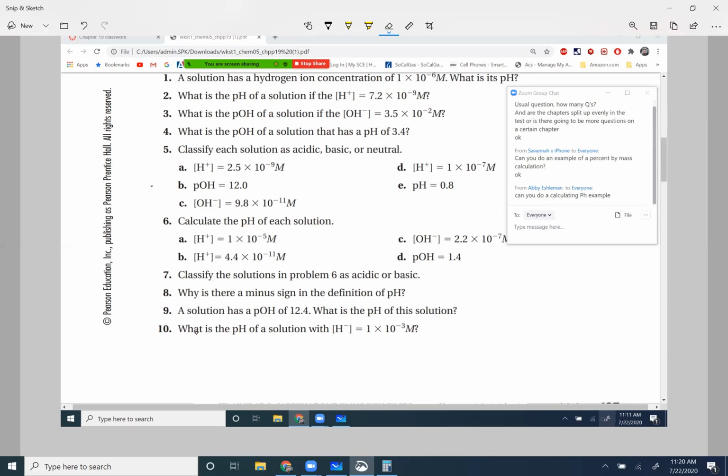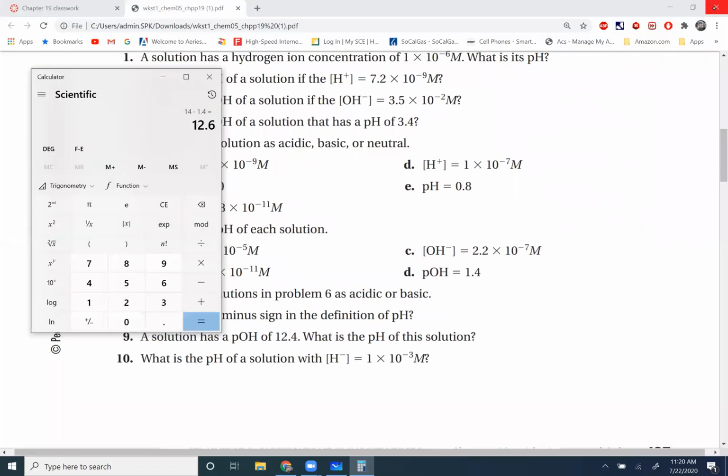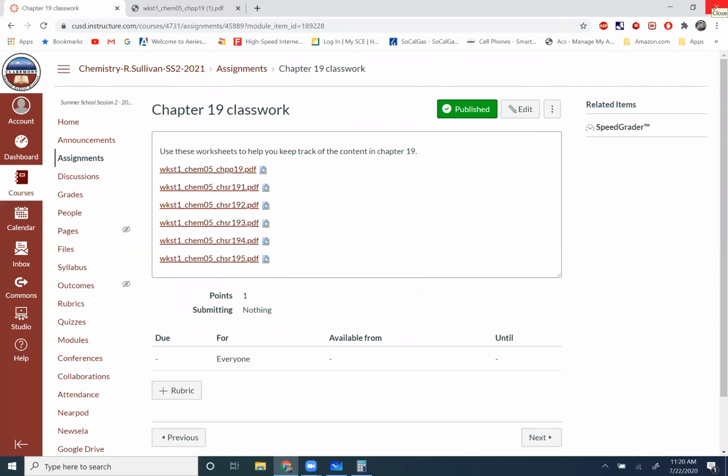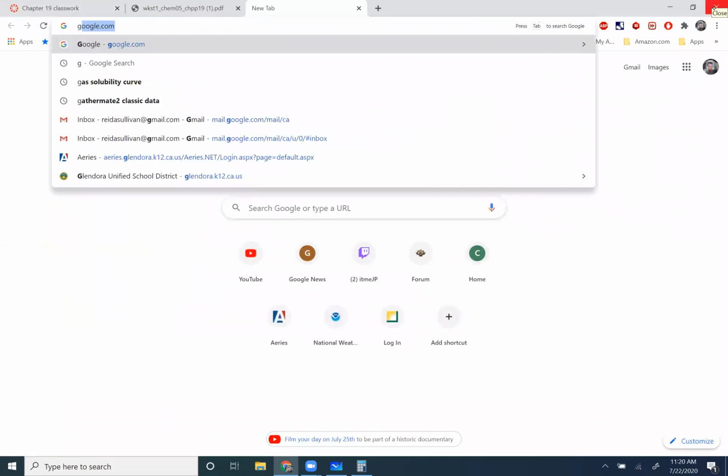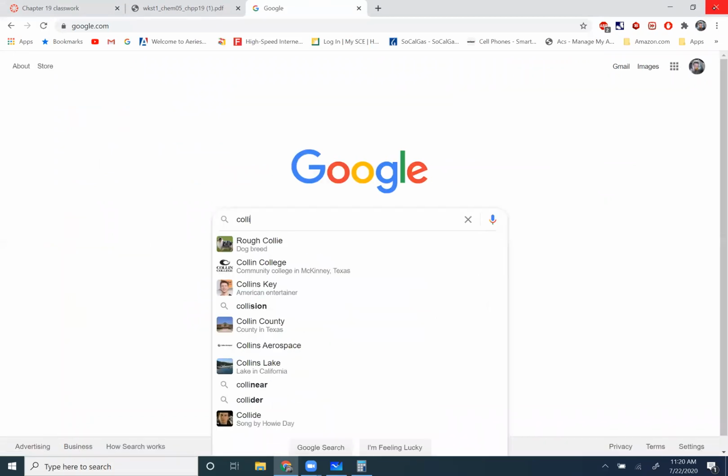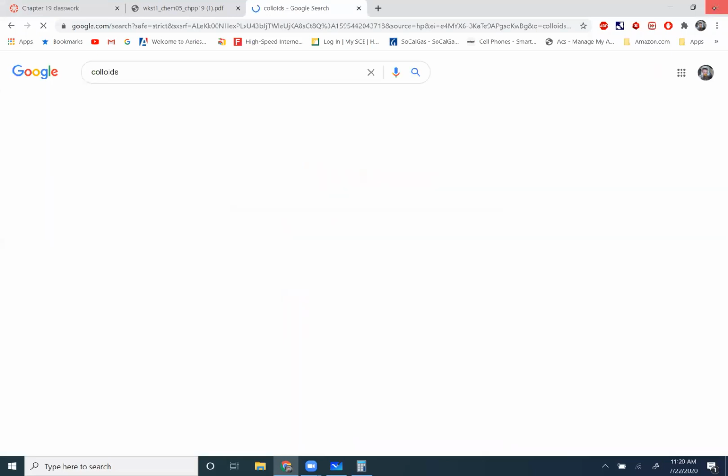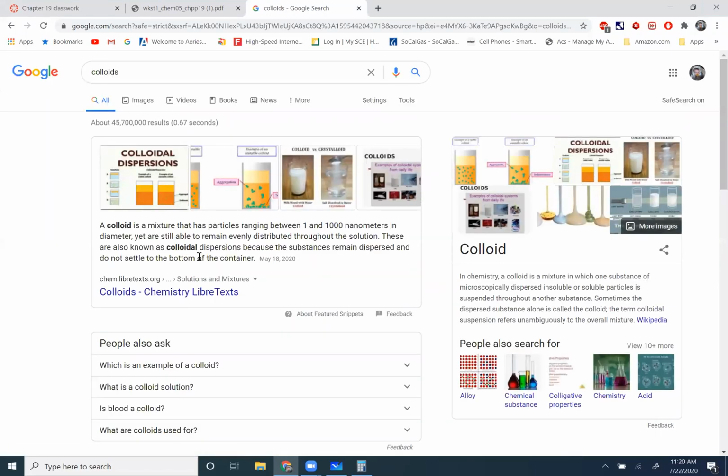So you want to know the difference between colloids and suspensions. Helps if you spell, right? And so it's a mixture that has particles ranging between these sizes in diameter, yet are able to remain evenly distributed throughout the solution. So basically, they are immiscible substances that have a particular size, and they evenly distribute throughout.